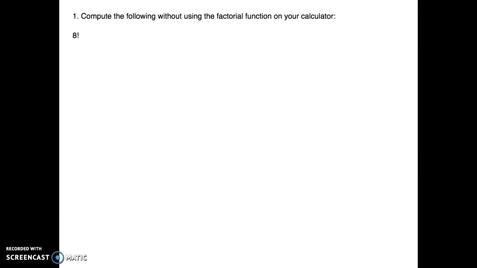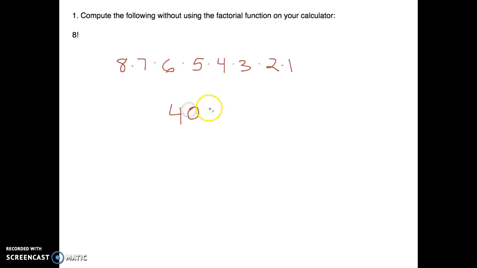So the first one says, compute the following without using the factorial function on your calculator. So 8 factorial means you're going to do 8 times 7 times 6 times 5, all the way till you get to 4 times 3 times 2 times 1. So multiply all of that out on your calculator, and then you should be getting 40,320. Then don't use commas when you enter your answer.